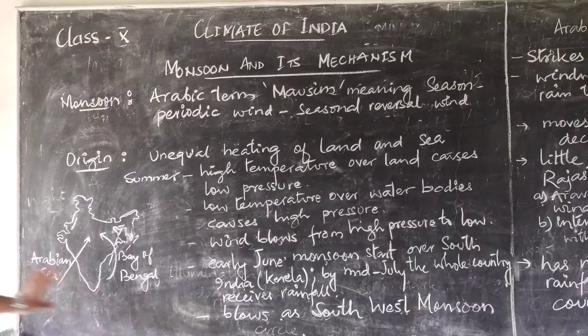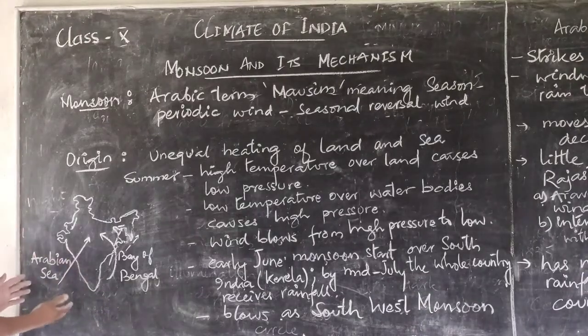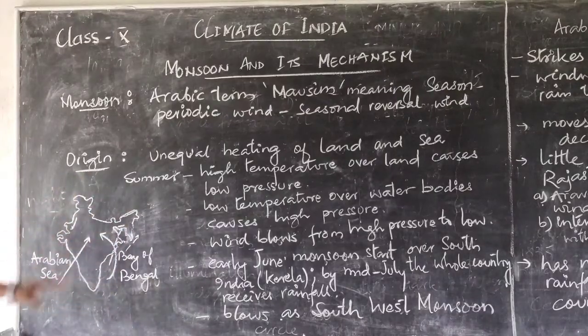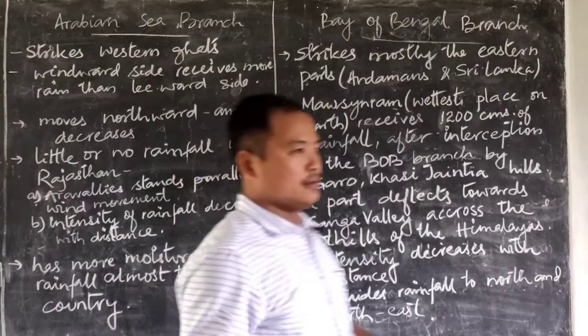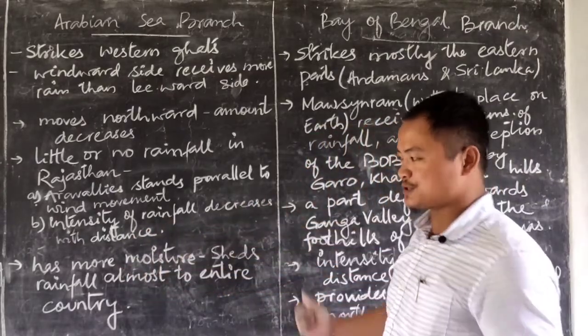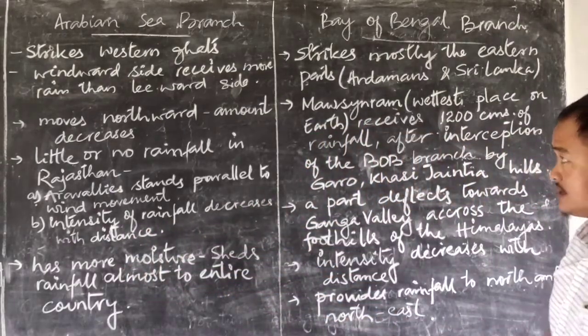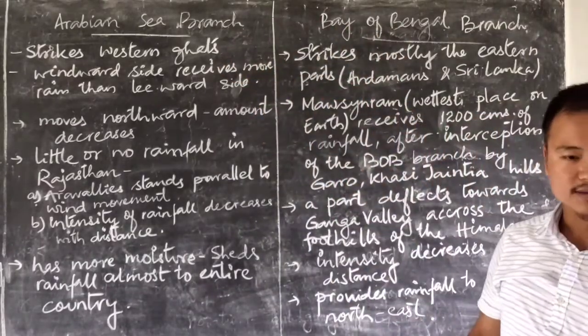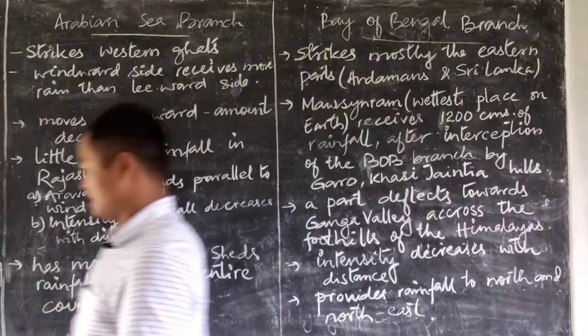Now class, we shall discuss in detail the Arabian Sea branch and the Bay of Bengal branch and see how they affect the Indian part. As we discussed earlier, the southwest monsoon is divided into two different branches. One is the Arabian Sea branch, the other is the Bay of Bengal branch. So let's discuss the Arabian Sea branch.